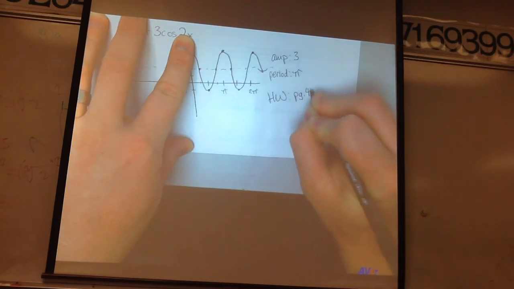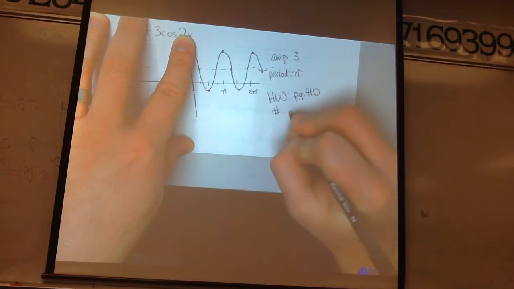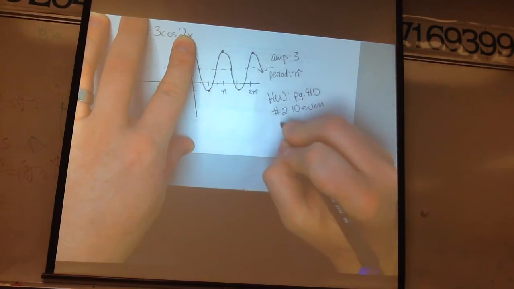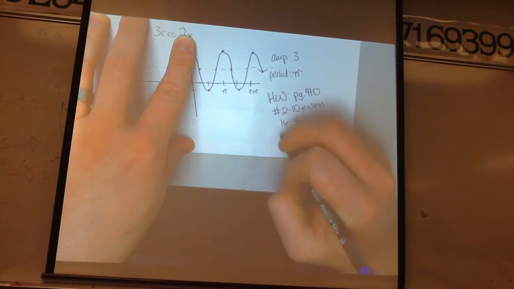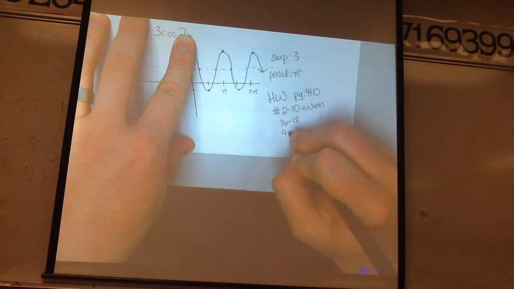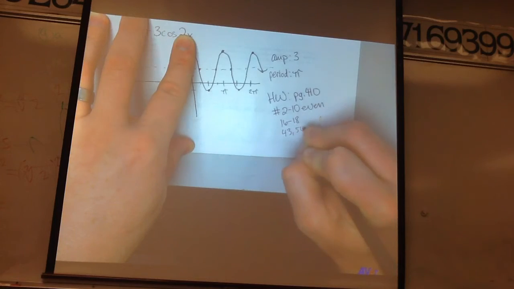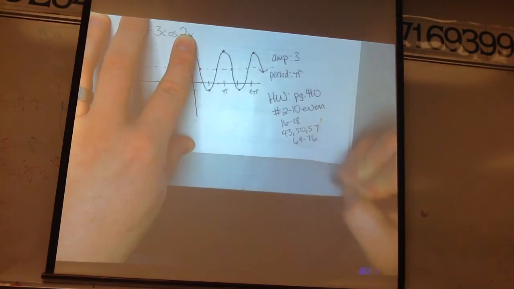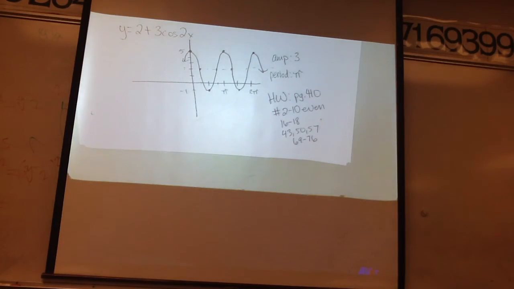Page 410, numbers 2 through 10, even. 16 through 18, 43, 50, 57, 69 through 76. That seems like a lot. It does. I agree.